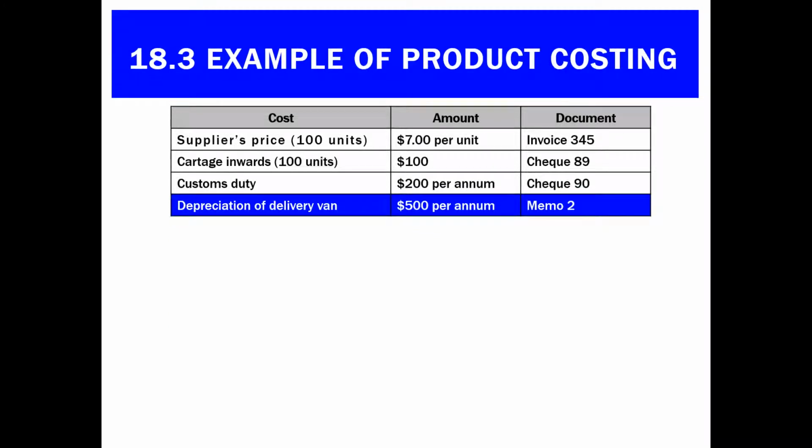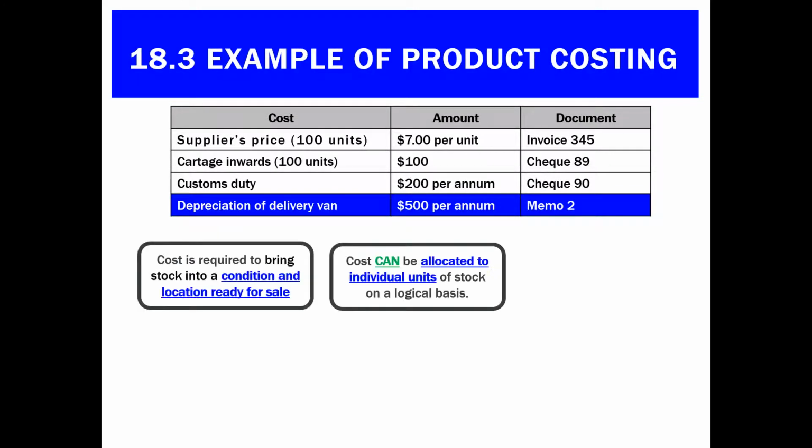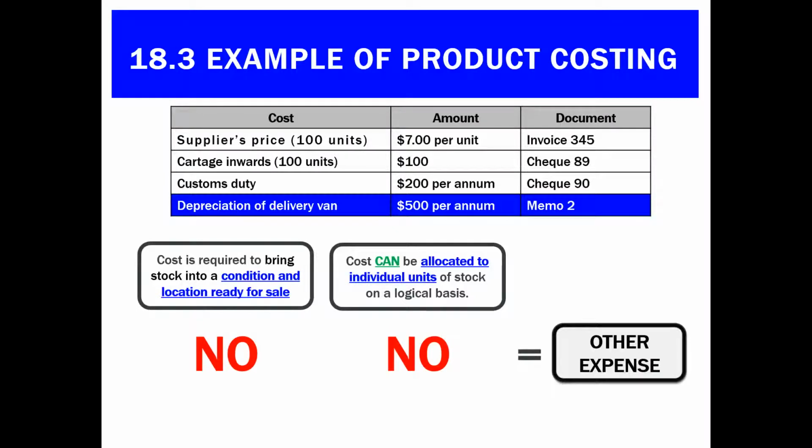Lastly, we've got a delivery van that we make deliveries to customers. So is that required to get stock in a condition and location ready for sale? We're going to argue that that's no. That's sort of more of a cost incurred in running the business on a daily basis. We don't need it to sell the stock. It just helps us, once we've sold it, deliver it to customers. So we're going to say that the first condition there is no. That's not required to get stock in a condition and location ready for sale. So can it be allocated to each individual unit? In this basis, it says $500 per year. We're going to say no. So if they're both no, that becomes an other expense.